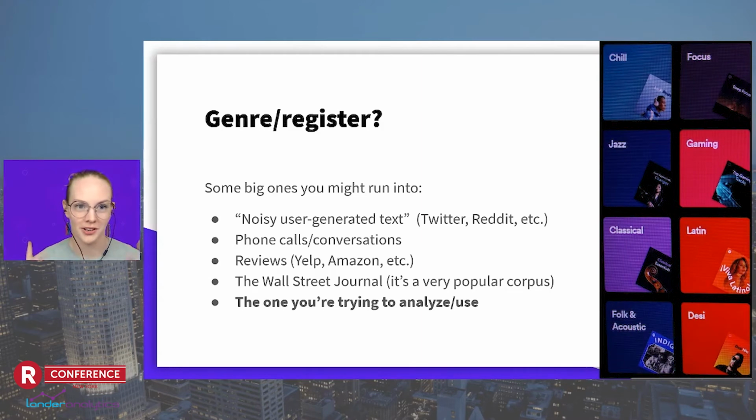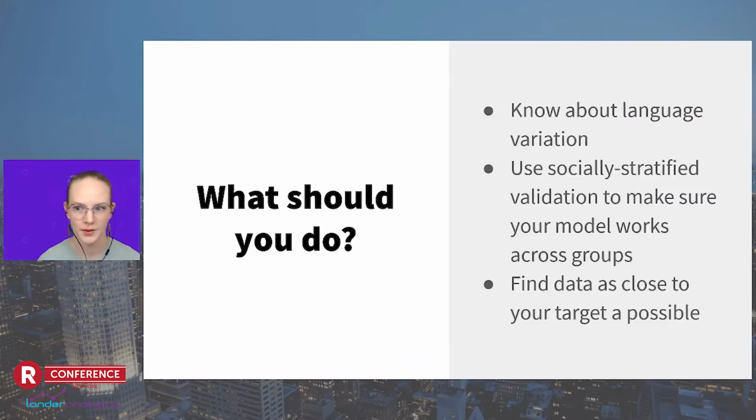The Wall Street Journal in particular, I've already mentioned it. It was a very popular corpus. It informed a lot of early NLP work. And the specific one that you're trying to analyze or use for your specific project, which may or may not overlap with some of these other genres. These are just a sampling to get you thinking about what types of language use your data falls into. So this is kind of an easy one. Just know that language varies and that it will show up in your data.